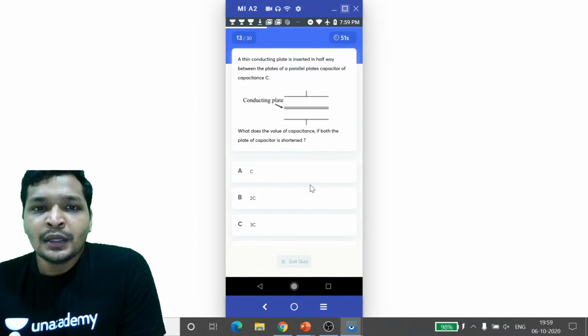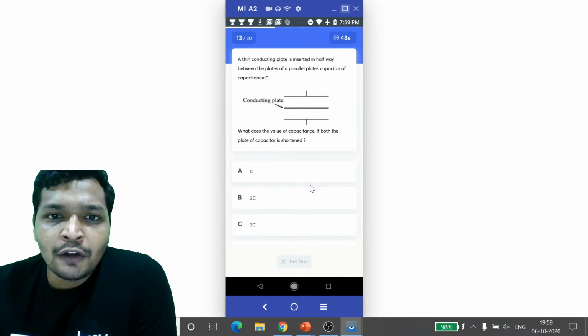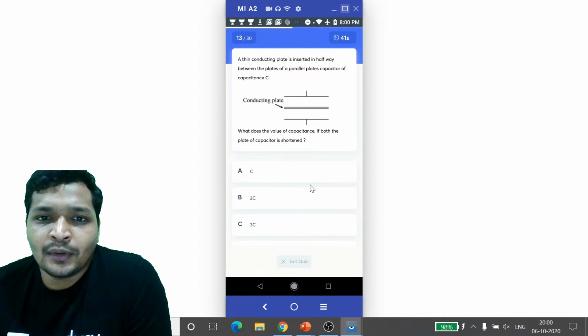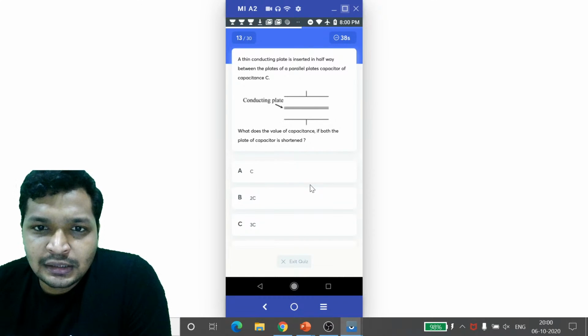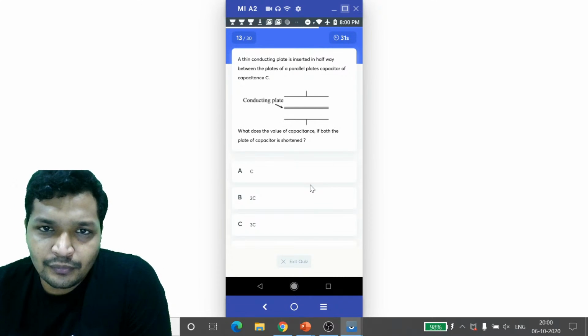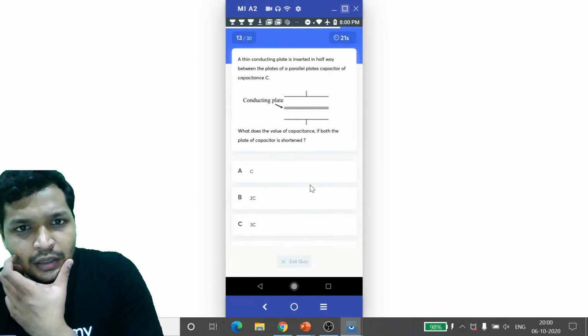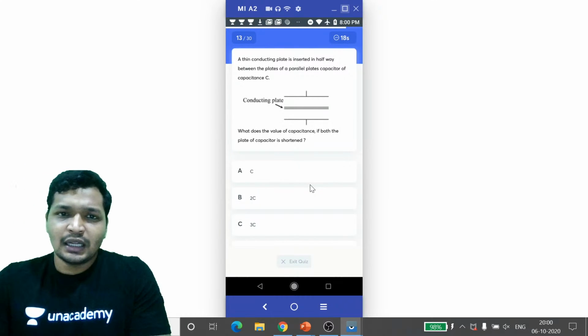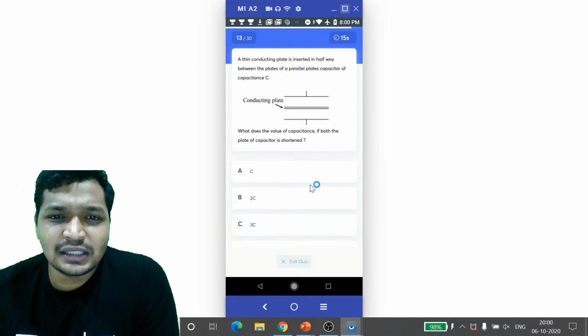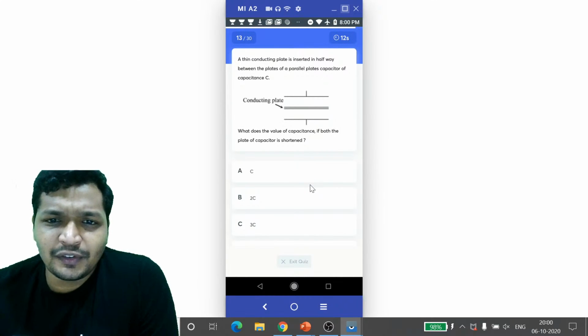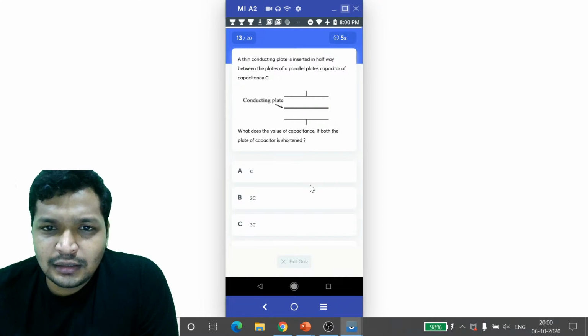Let me read the question then. A thin conducting plate is inserted halfway between the plates of a parallel plate capacitor of capacitance C. What is the value of capacitance if both plates of the capacitor are shortened? Okay.